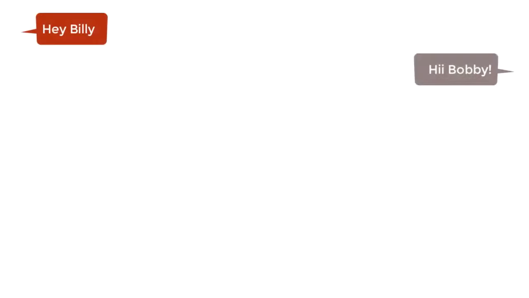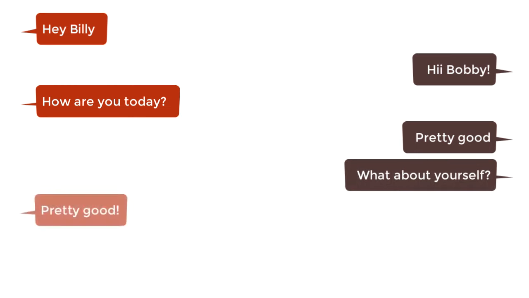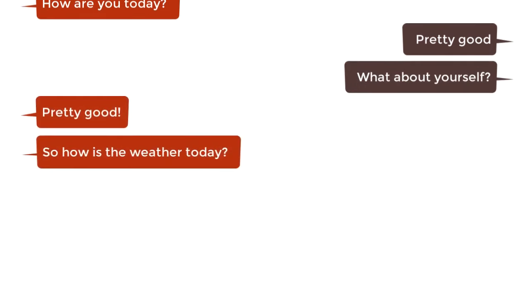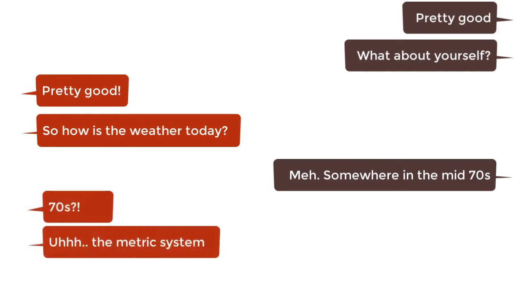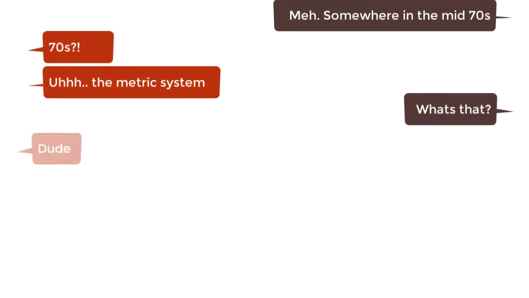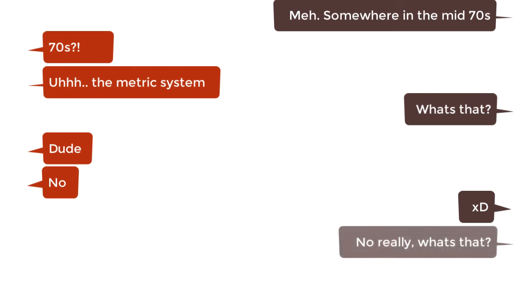Hey, Billy. Hi, Bobby. How are you today? Pretty good. What about yourself? Pretty good. So, how's the weather today? Yeah, somewhere in the mid 70s. 70s? The metric system? What's that? Dude, no. No, really, what's that?